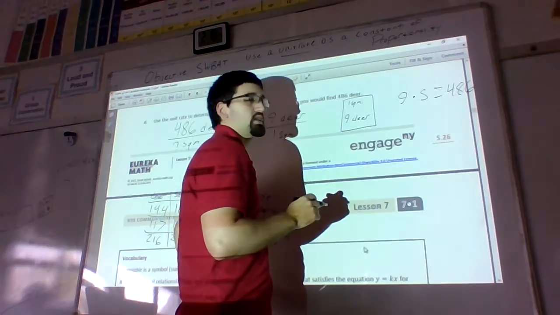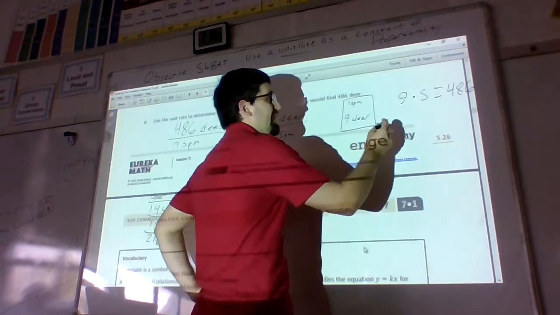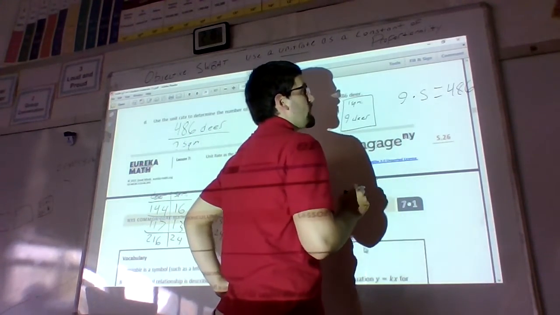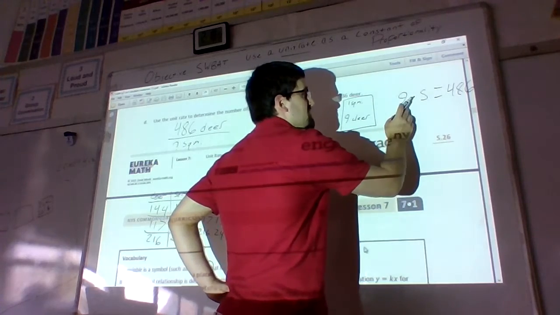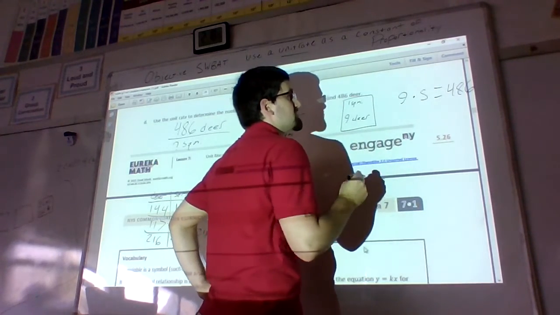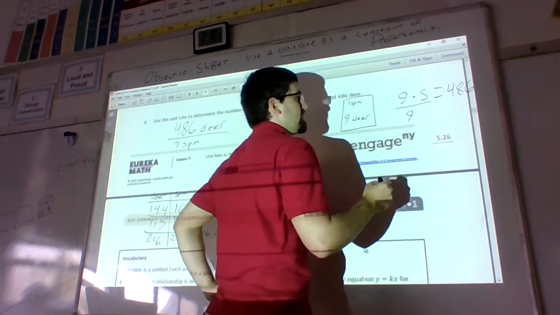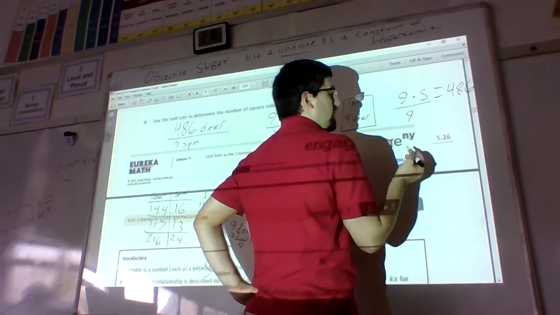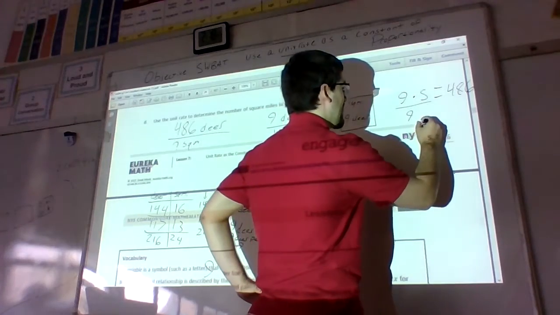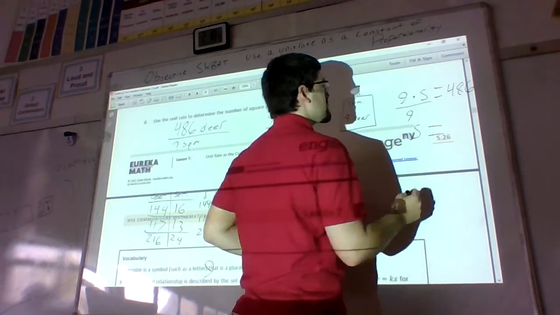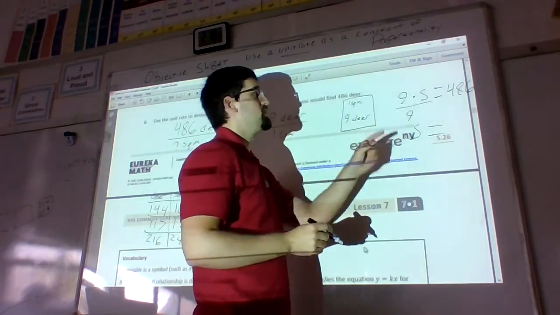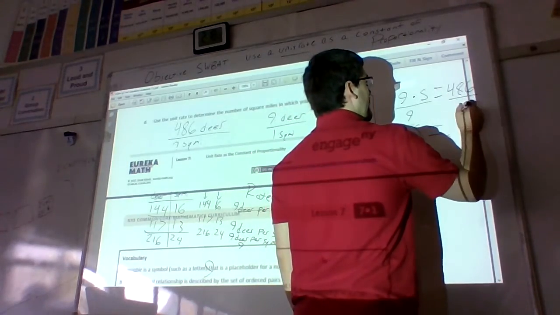Well, we would want to do the opposite operation. Right now, this 9 is in the way. We would have to divide, because 9 is being multiplied by S. So to get rid of that, we would divide by 9. 9 divided by 9 equals 1. Okay, 1 times S is just S. S equals, well, remember, what I do to one side, I have to do to the other side.